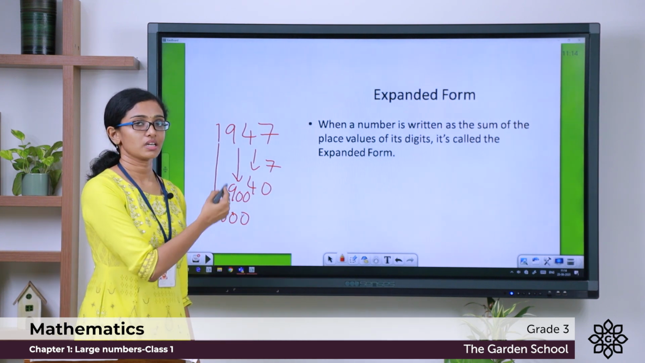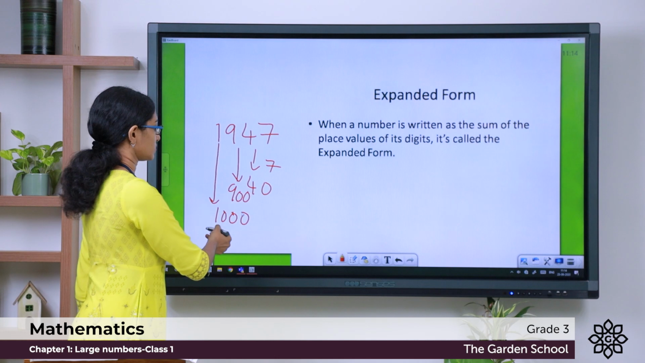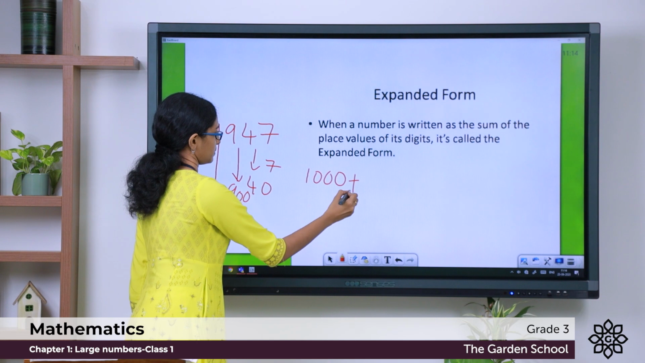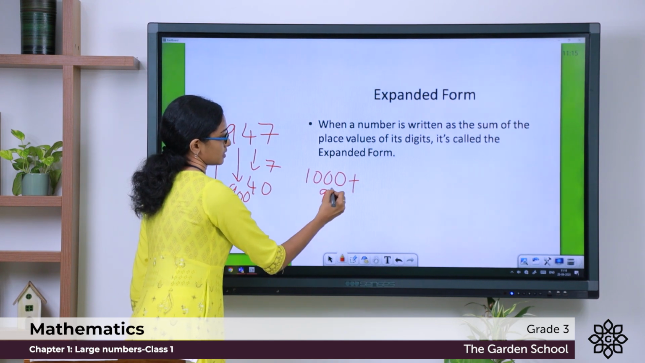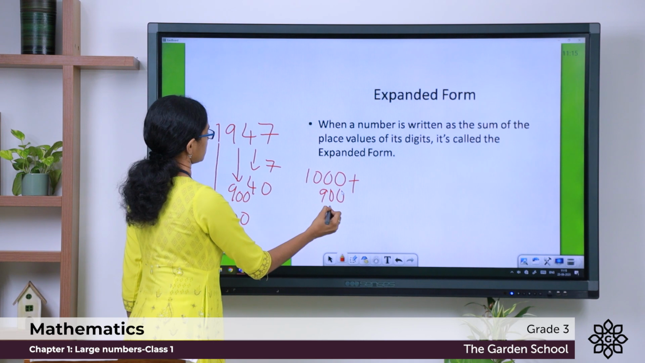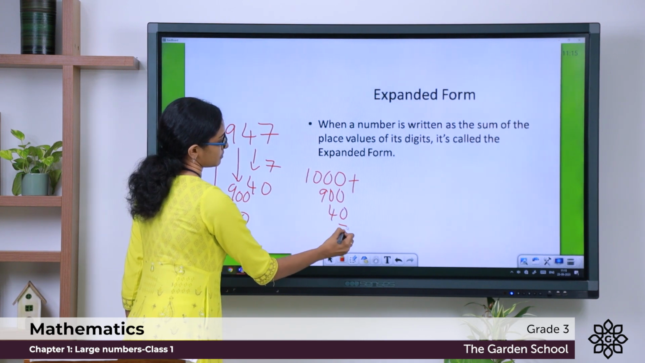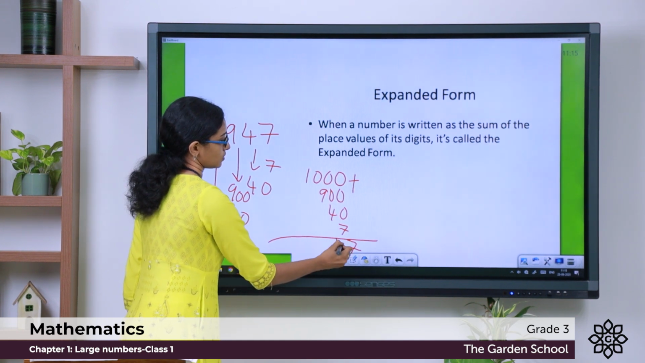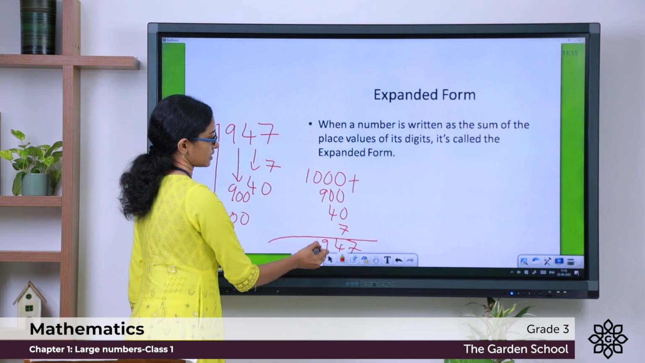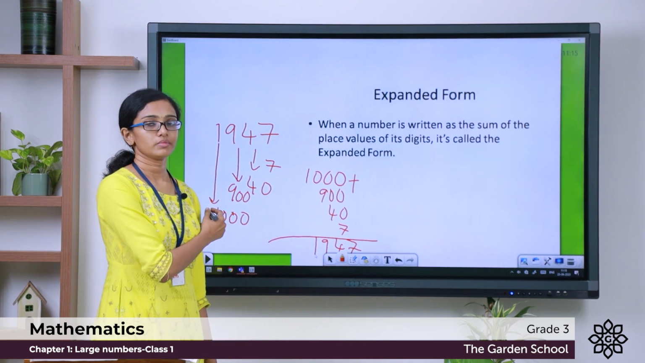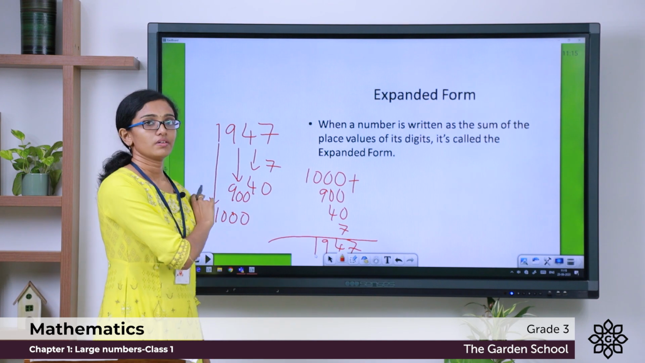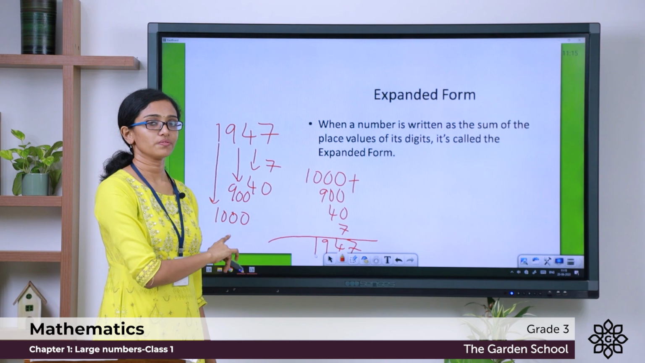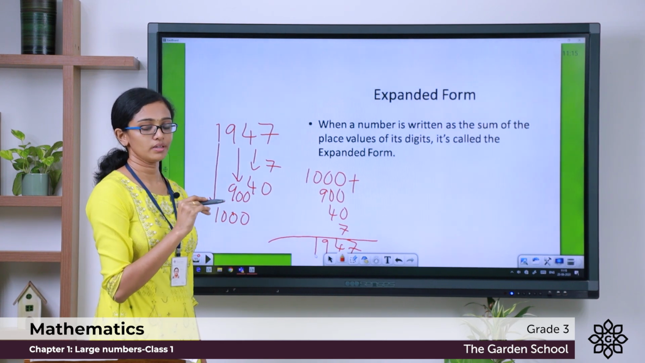Now let's see what happens if we add up all these place values. So let's add up all the place values. 1000 plus 900 plus 40 plus 7. Here it's 7, it's 4, 9, 1. You get the same number itself. This means for any number you can write it as a sum of all the place values of each digit in the number. Let's see another example.